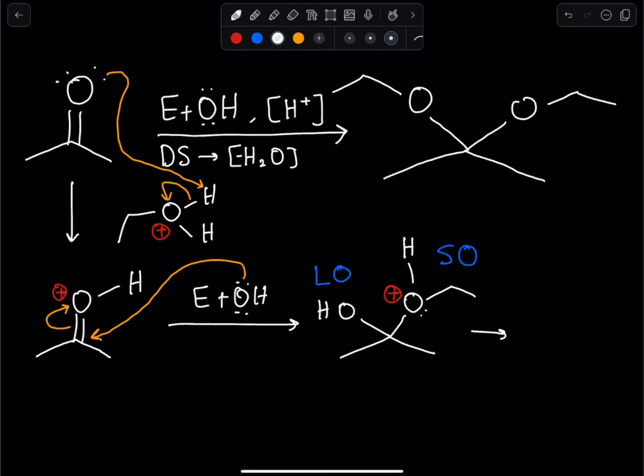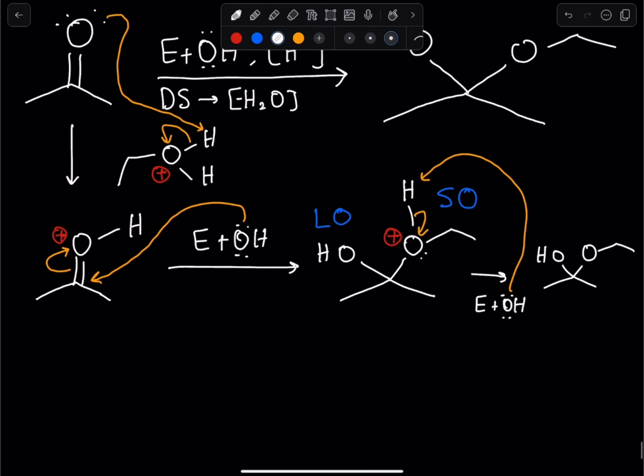So let's go ahead and deprotonate. Deprotonation happens using the alcohol you're doing the reaction with. I was drawing the arrows orange, so let's just keep that consistent. We want to use a protonated alcohol again.